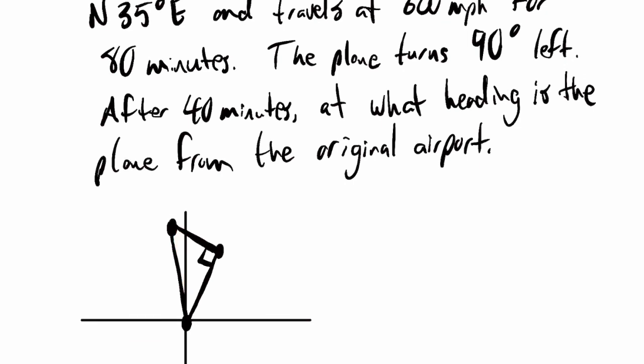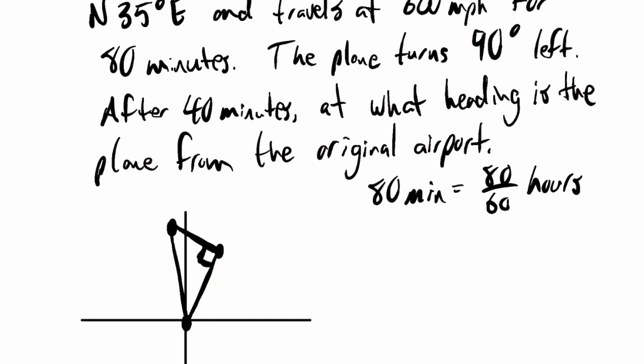So as I said, this is a right angle. I need to figure out how far this path is and how far that path is. This first path is 80 minutes of flight time at 600 miles per hour. So I can convert the 80 minutes into hours. 80 minutes equals, if I divide by 60, I'll get that in hours. So this is 80 over 60 hours, right?